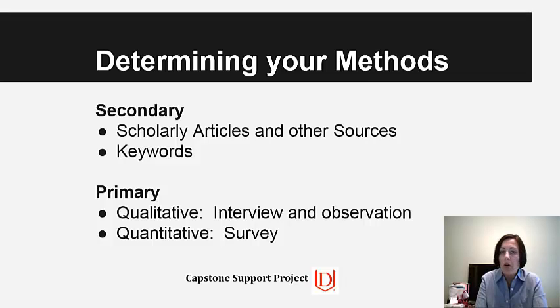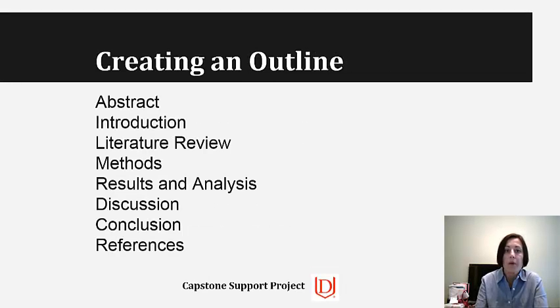For secondary information, all of you will be required to do a literature review. That's where you take your scholarly articles and other sources and analyze them. One thing to keep in mind when you're doing your methods section and talking about secondary research is making sure you know the keywords you used to get into the meat of your topic. Primary research includes qualitative interviews and observations versus quantitative surveys. This is how you're getting your measurable information, whether it's qualitative or quantitative data. You'll need to explain why you chose to use each one of those.